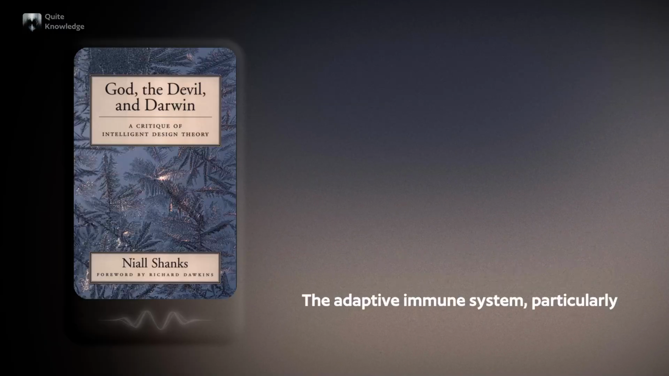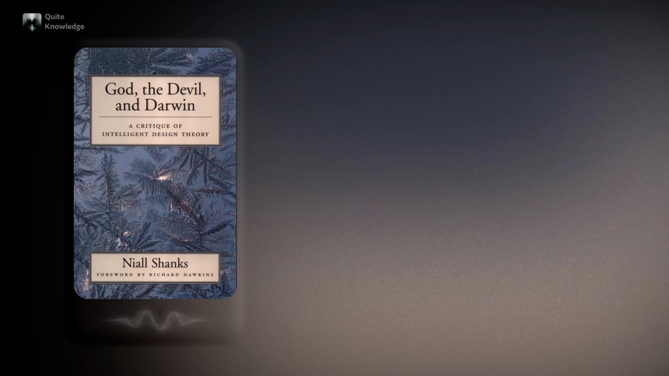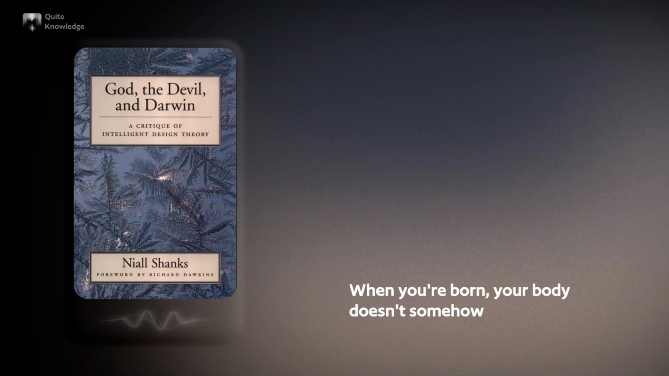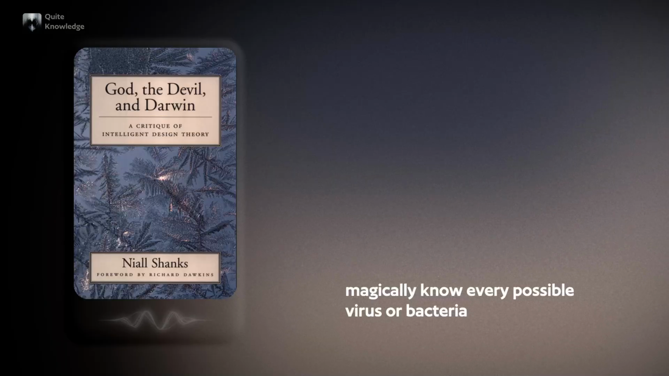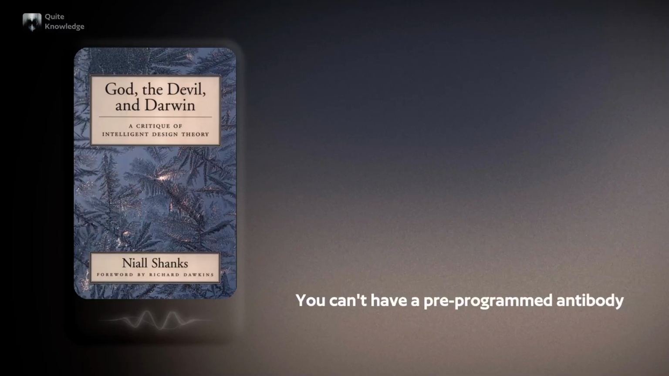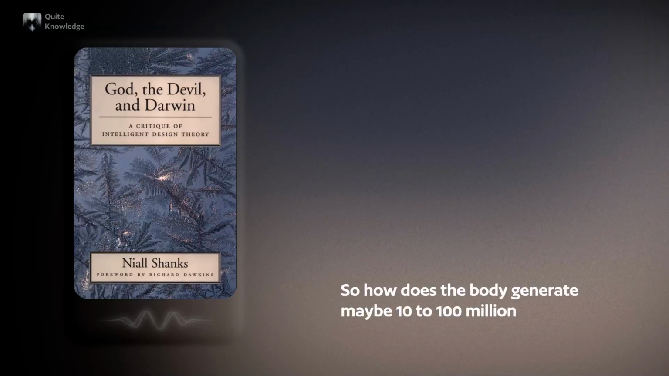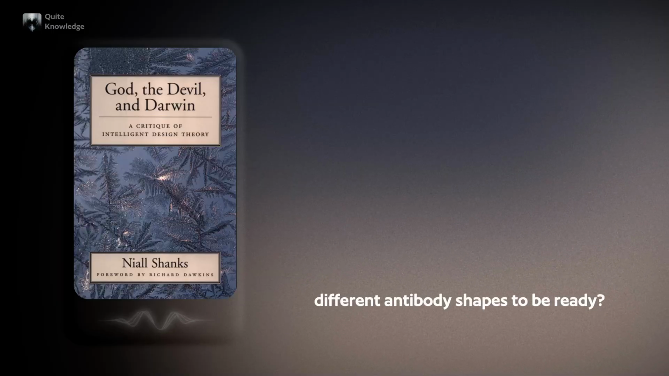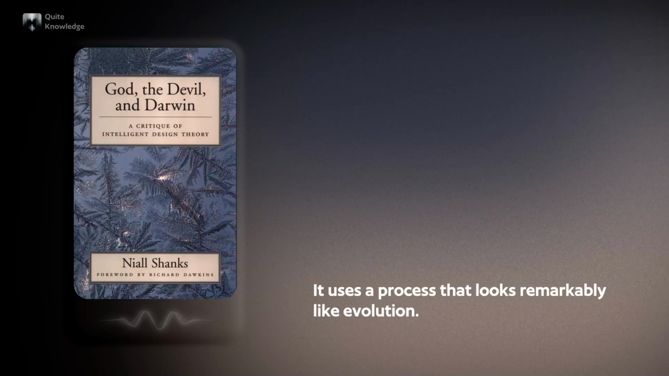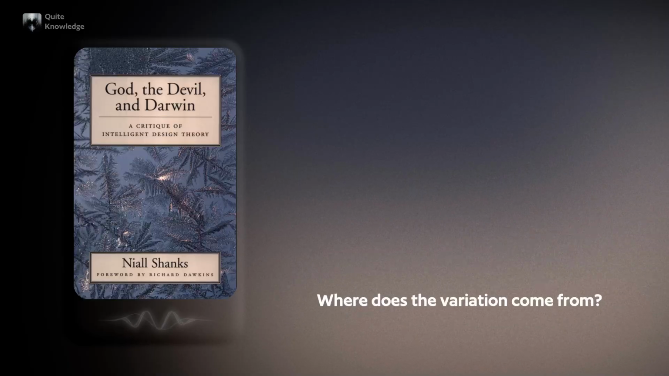The adaptive immune system, particularly the antibody response, is a perfect example. Think about it. When you're born, your body doesn't somehow magically know every possible virus or bacteria you might encounter. Right. There are millions of potential threats. You can't have a pre-programmed antibody for every single one. Exactly. So how does the body generate maybe 10 to 100 million different antibody shapes to be ready? It uses a process that looks remarkably like evolution. How does it work? Where does the variation come from?